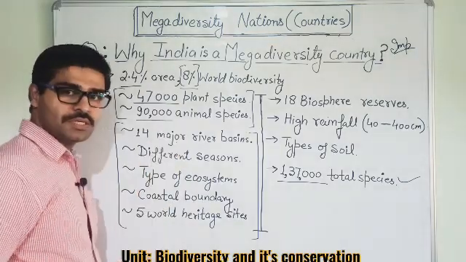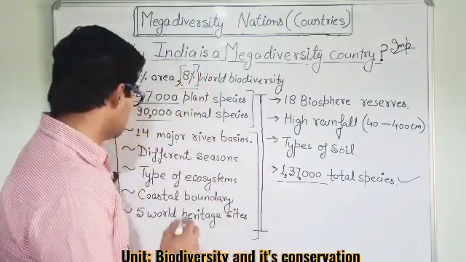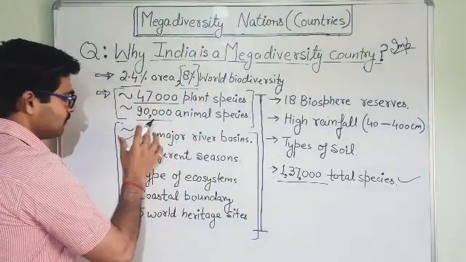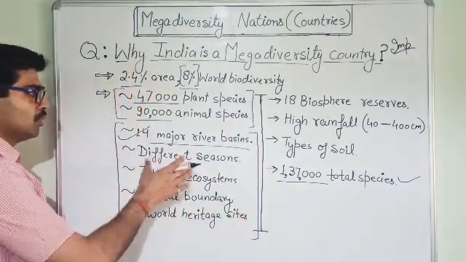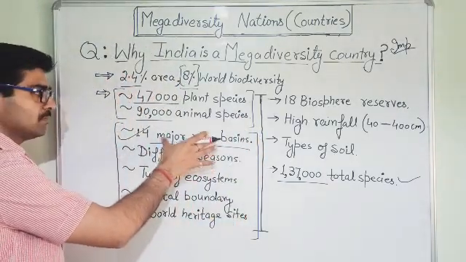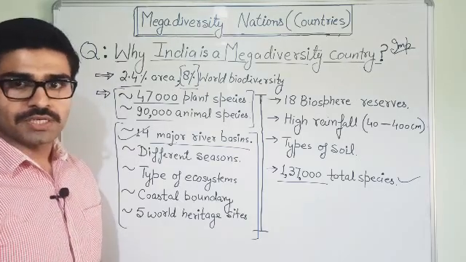So here we have some factors which make our country a megadiversity nation. The first reason is that in India we have more than 14 major river basins. The more the river basin systems, the more the availability of water resources, and the more the biodiversity in any country.